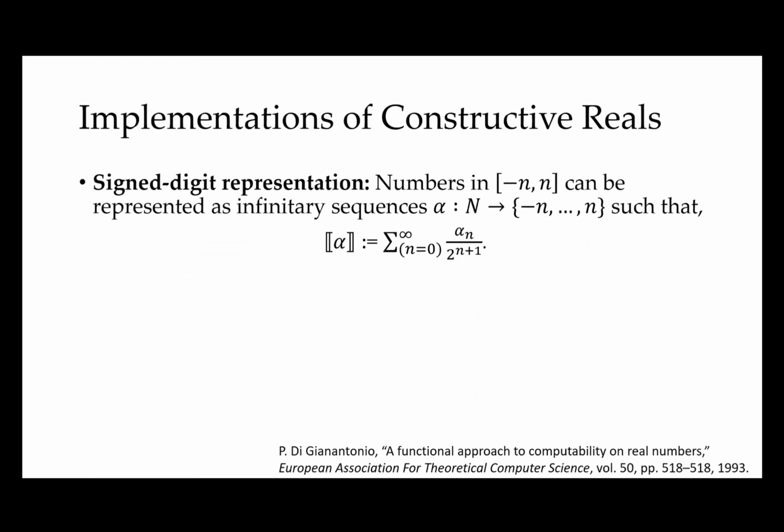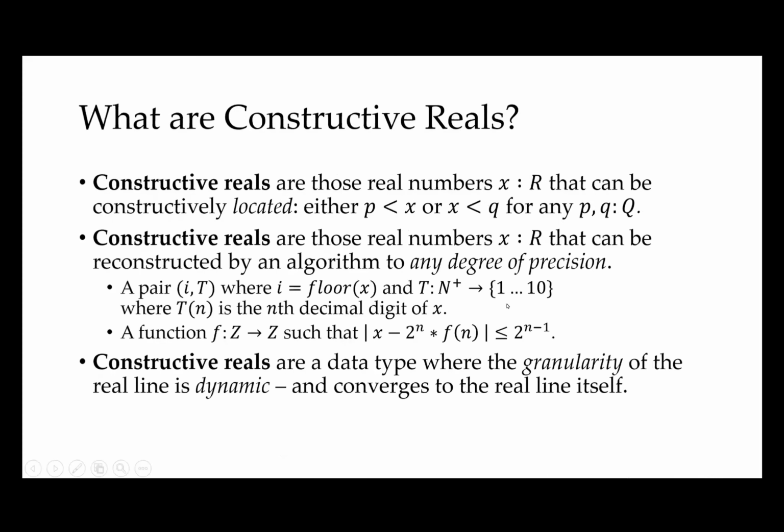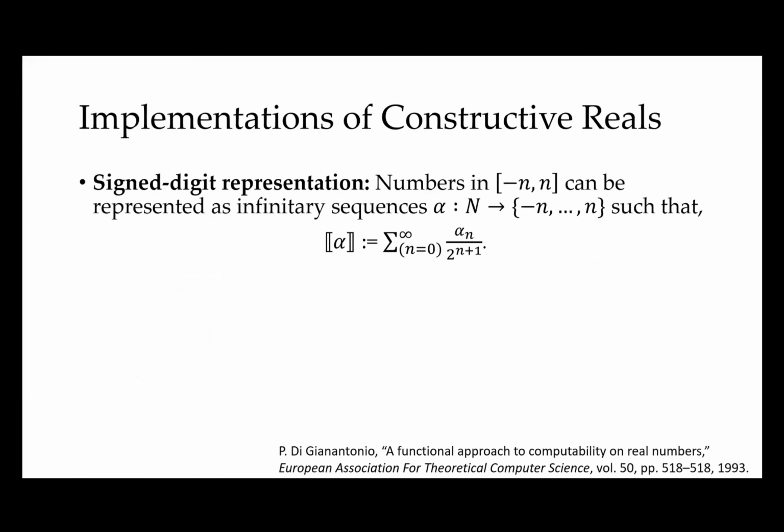So I'm going to look at two different implementations of constructive real numbers, which relate to the ones that we introduced here. So it relates to this one and to this one. The first one is implementing constructive real numbers as signed digit sequences. And this is used to represent numbers in compact intervals.